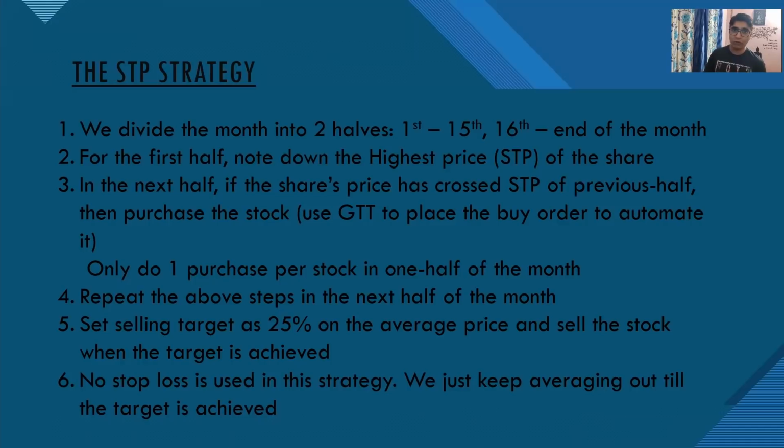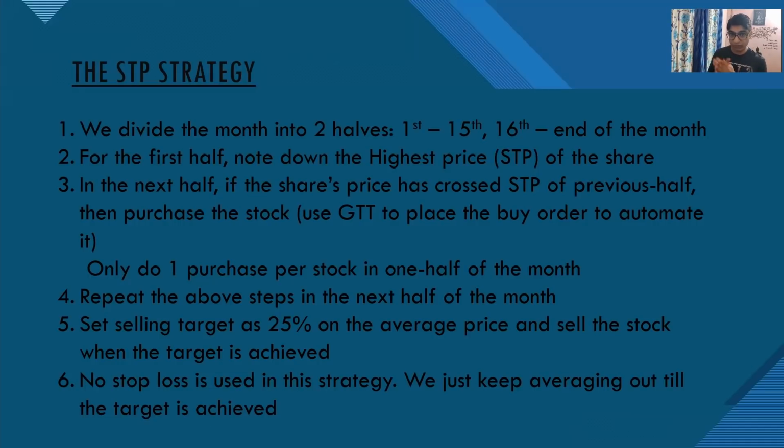Every time there's a fall or rise in the price, we just keep tracking that STP, the 15-day time period highest price, and keep buying it, irrespective of whether it is below or above our previous purchase price. We just keep buying it. Okay? And as soon as we get 25%, we stop buying it.